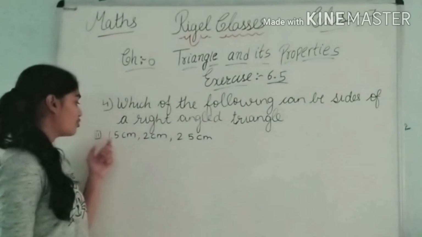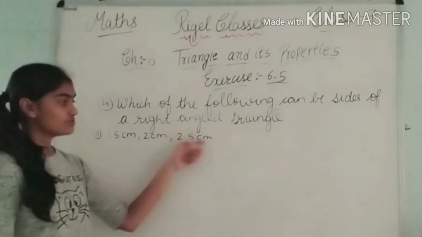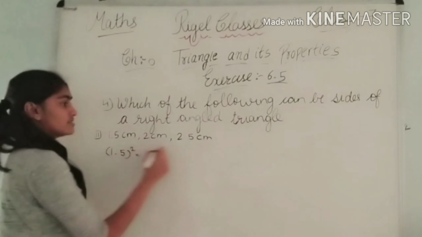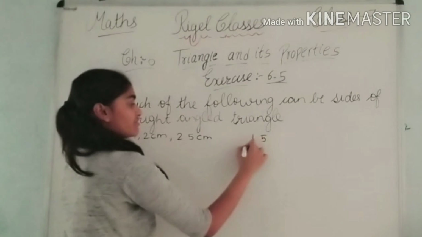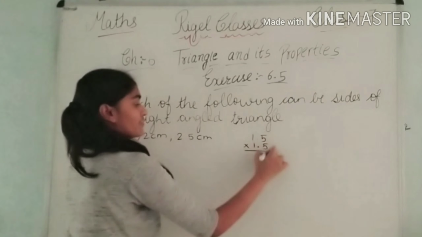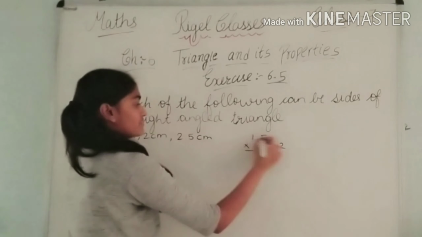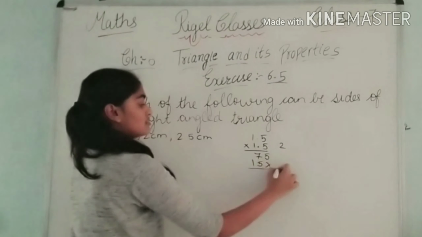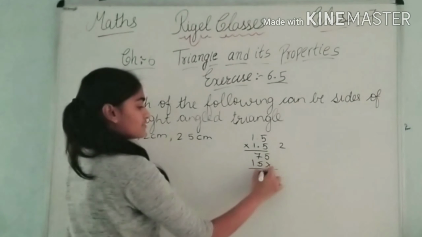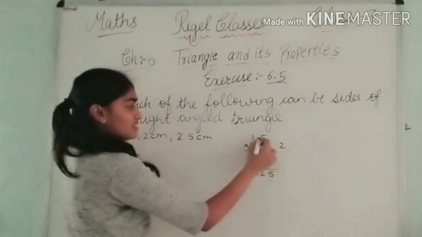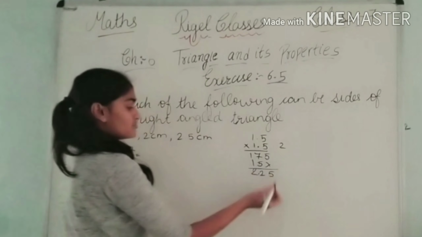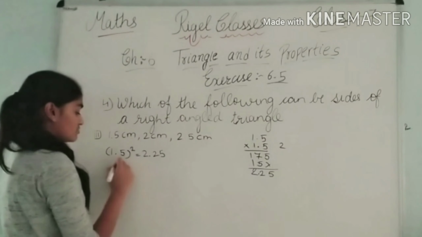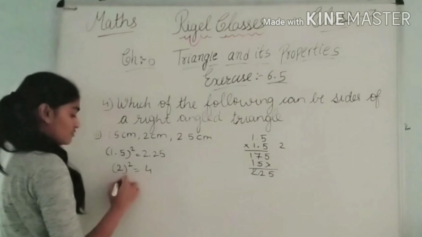Now third, 1.5 cm, 2 cm, 2.5. So again we will find square. First 1.5 square, that is 1.5 into 1.5. 5 5 is 25, 2 carry, 5 1 is 5, 7, 5 1 is 5, 1 is 1. It is 5, 7 plus 5 12, 1, 225, 2 decimal, so 2.25. Then it is 2 square. We know 2 square is 4.